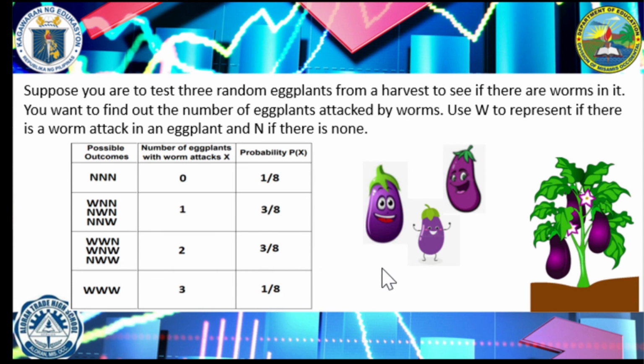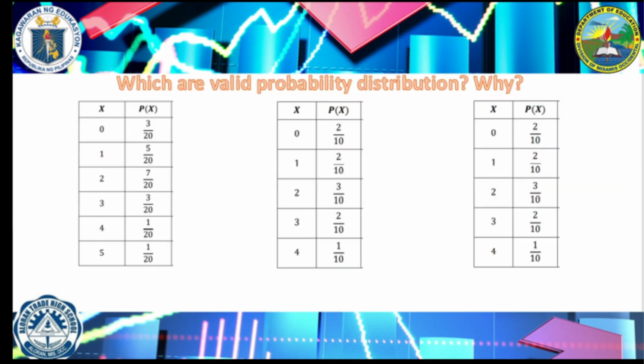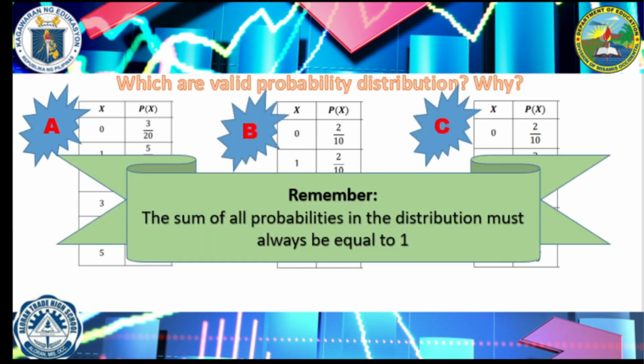Now, how do we know that our probability is correct? We will have to get the sum. If the sum of the probability is equal to 1, then our probability is correct or valid. Next, upon knowing the probability, my question is, which one among these 3 probability tables is valid? Is it A, B, or C? Let's try to find out. Remember, the sum of all probabilities in the distribution must always be equal to 1.